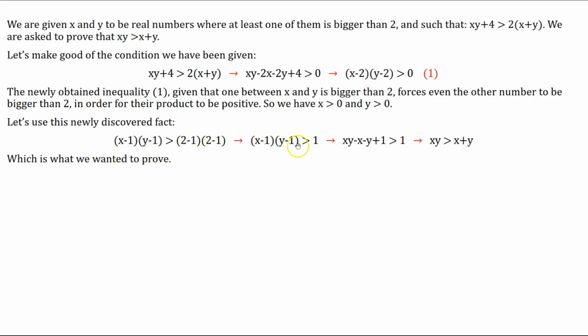Now, if we do some simple calculations in this true inequality, we get that (x minus 1) times (y minus 1) is greater than 1, or that xy minus x minus y plus 1 is greater than 1. If we move everything except xy from the left side, we find that xy is greater than x plus y, which in fact is what we were required to prove in this problem. So what do you think of this very simple solution?